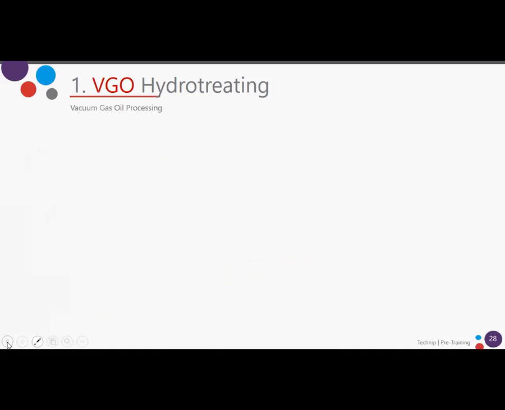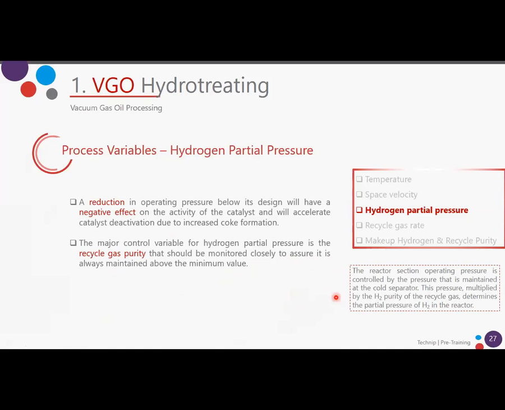So here, that is stated in the operating manual, but it's like a remark that the reactor section operating pressure is controlled by the pressure that is maintained. Remember that we saw the cold separator in the process description. This pressure you multiply by the hydrogen purity and will determine the partial pressure of the hydrogen in the reactor.